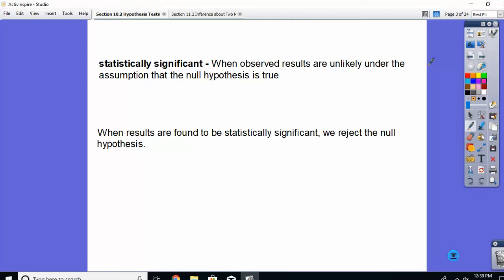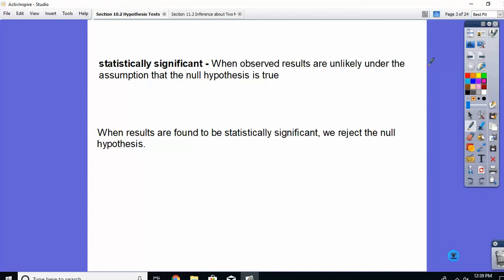0.005. So there is a 0.5% chance that it would actually happen if my null hypothesis was true. Then would you believe my null hypothesis? No, because it would be very, very unlikely under those conditions.